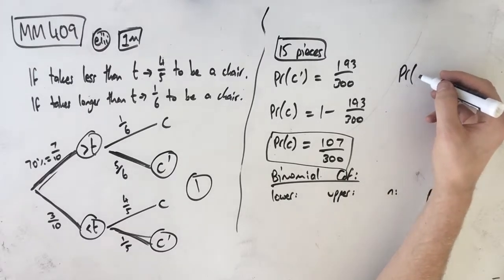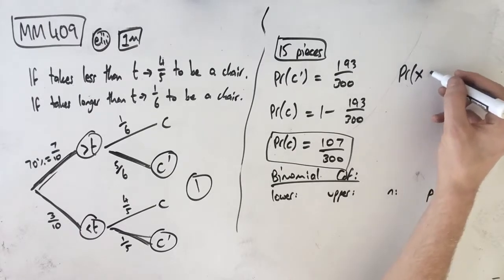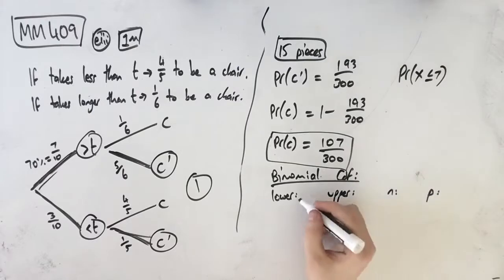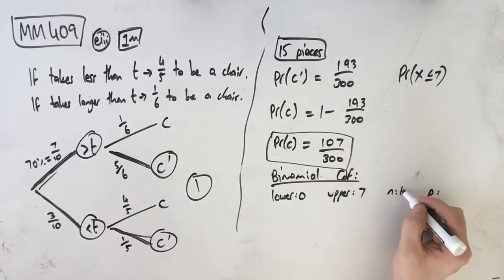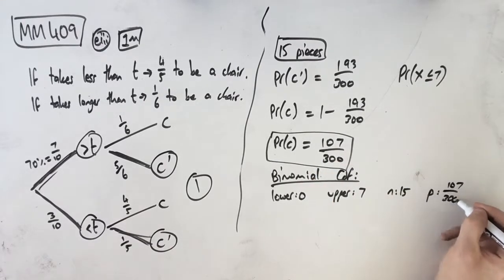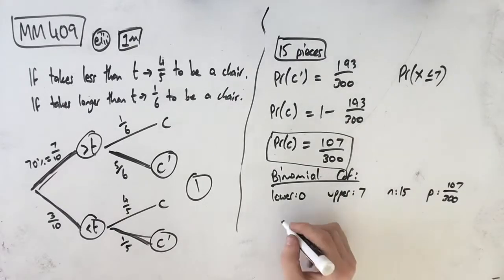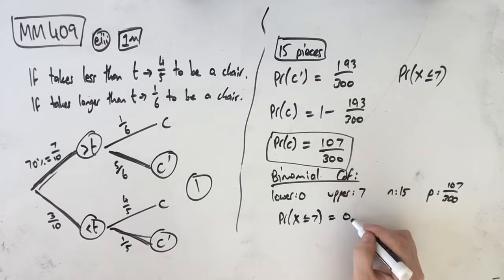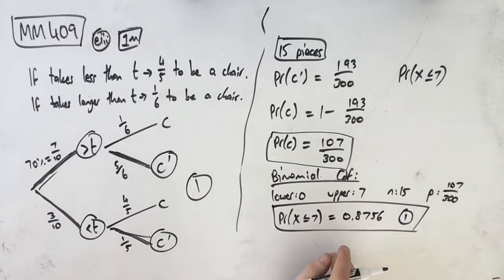Okay, so firstly, we're looking for the probability that at most 7 of them are chairs. So that means we're looking for the probability that x is less than or equal to 7. Okay, so from 0 to 7. So our lower is 0, upper is 7, because it includes 7 in this case. N is 15, and P is 107 on 300, because that's the probability that any given piece is going to be a chair, right? And clicking enter will spit out the probability that x is less than or equal to 7 equals 0.8756. Now that's our first and only mark for part EI.